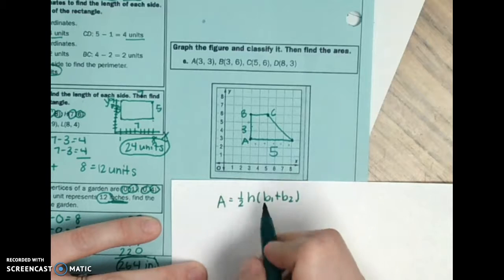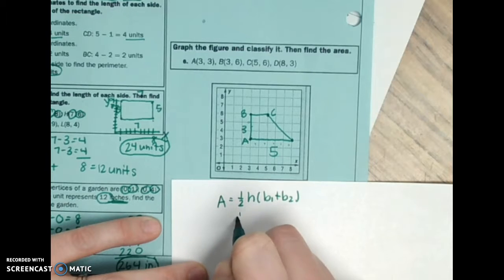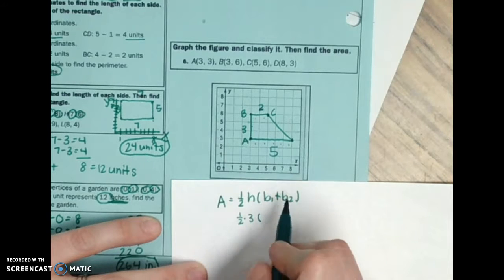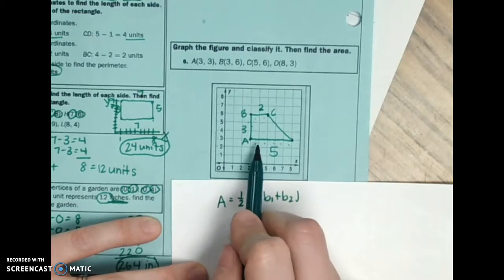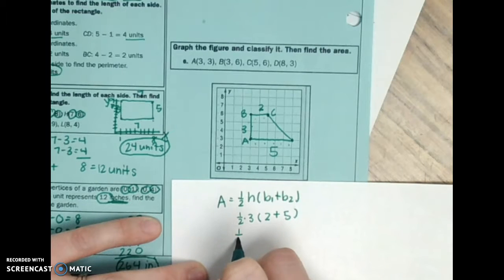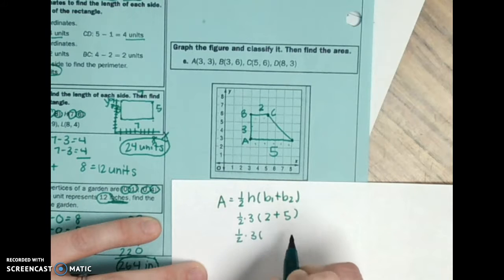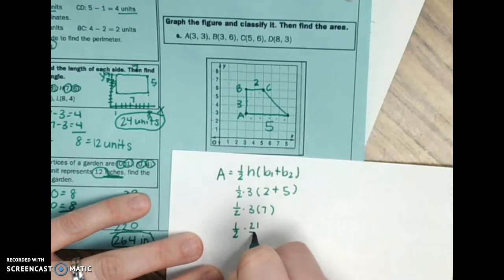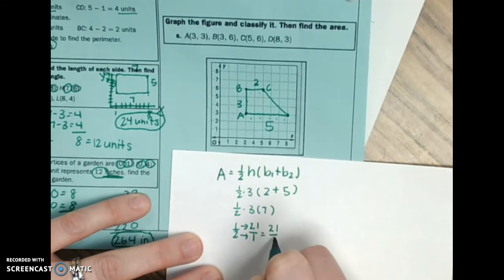So we have 1, 2, 3. So we're going to put a half times 3, and then we have 1, 2 for base 1, and then for base 2 we have 5. So we're going to do a half times 3. 2 plus 5 is 7. 3 times 7 is 21. And to multiply a fraction by a whole number, we put a 1 under it. And then we're just going to multiply straight across. So we have 21 over 2.